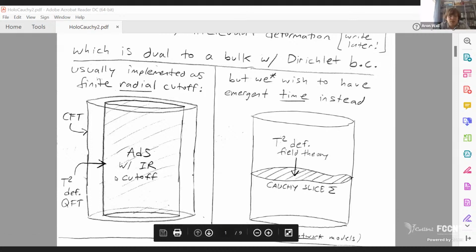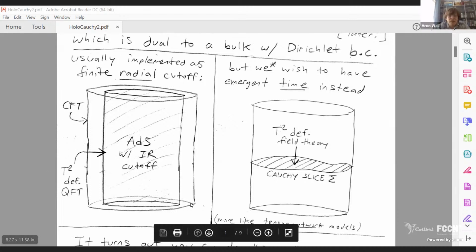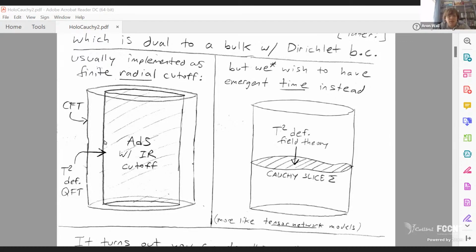So usually the way people think about it is the tin can model, where the CFT is out here at the boundary at spatial infinity. Then the T squared deformation pushes in the boundary to a smaller cylinder that's at finite radius, so it acts as a sort of IR cutoff on spatial infinity.